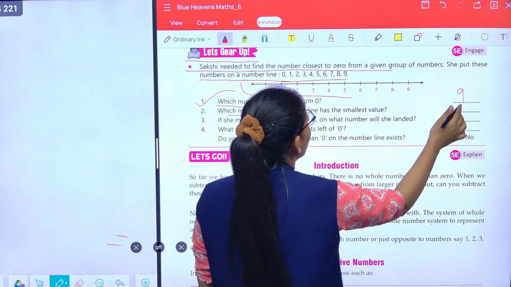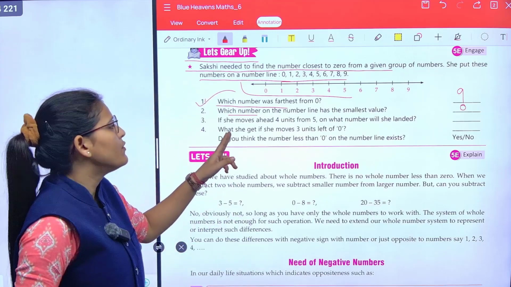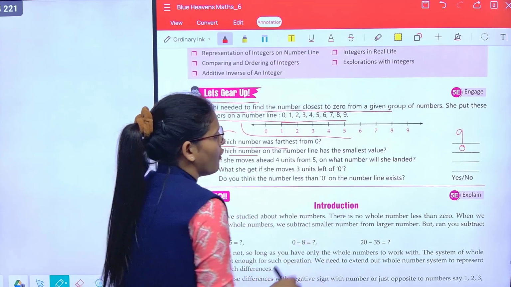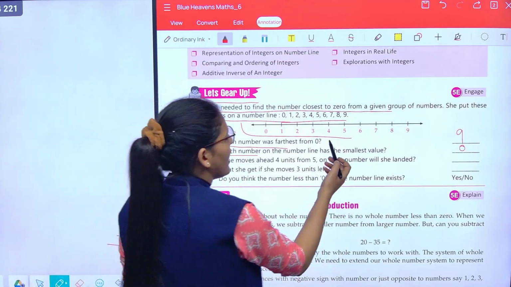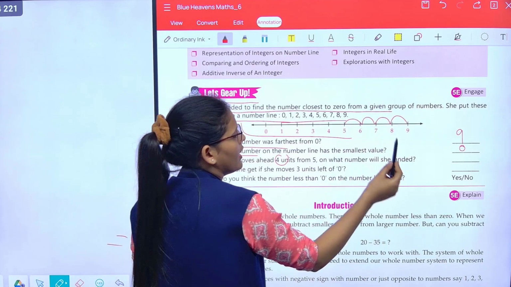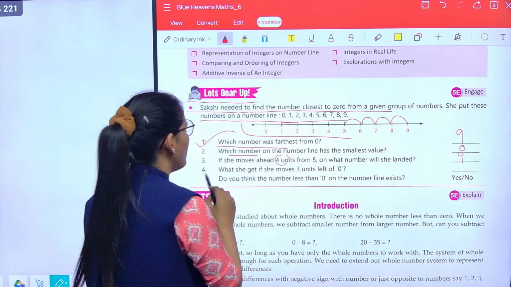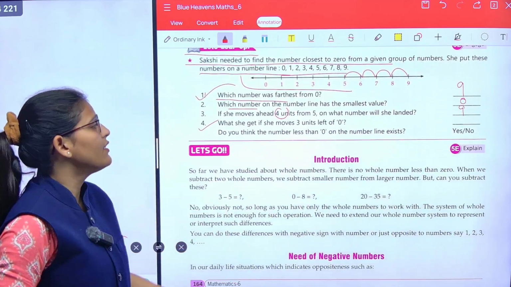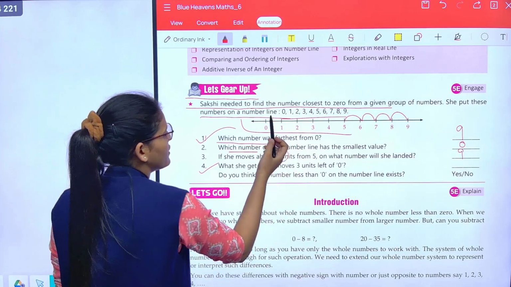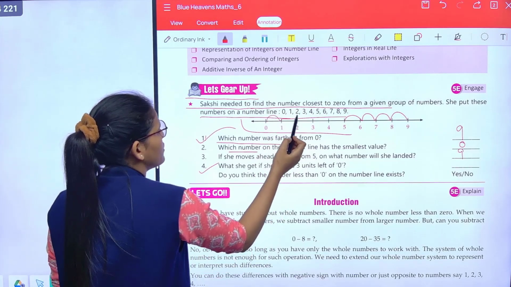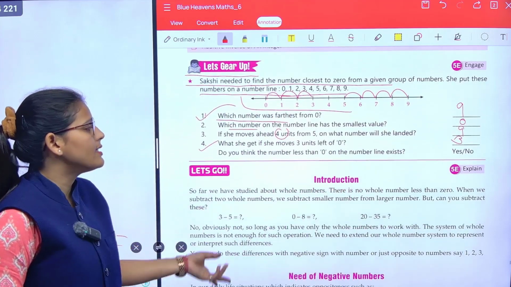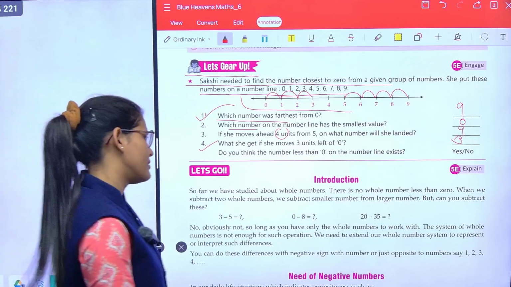That's 0. Now, if she moves ahead 4 units from 5, what number will she land on? Now class, 4 units from 5: 1, 2, 3, 4. That is 9. Now, what does she get if she moves 3 units left of 0? 3 units left of 0, that is, class, 1, 2, 3. This is 3. Do you think a number less than 0 exists on the number line? Yes.